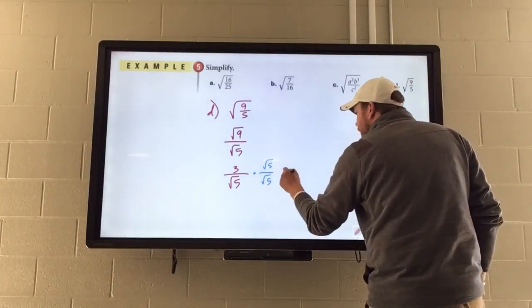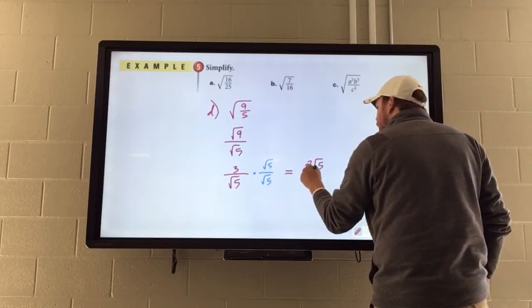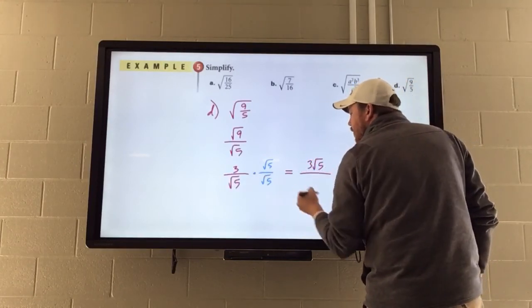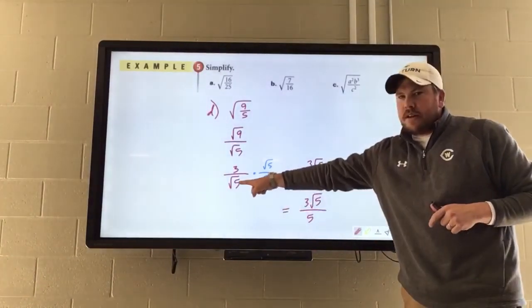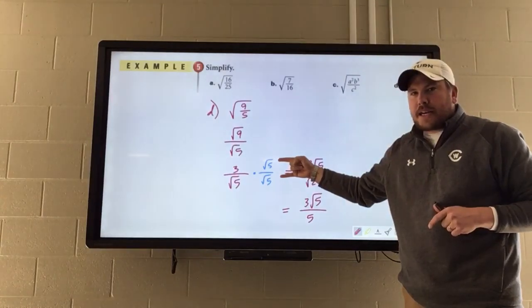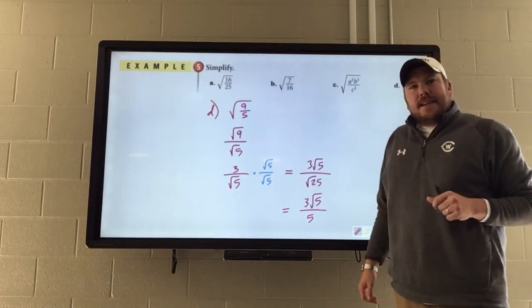So we end up with this. 3 times root 5 is 3 root 5 over root 5 times root 5 is root 25, or 3 root 5 over 5. So to get rid of the radical in the denominator, multiply the top and bottom of the fraction by that radical. All right, this stuff takes practice.